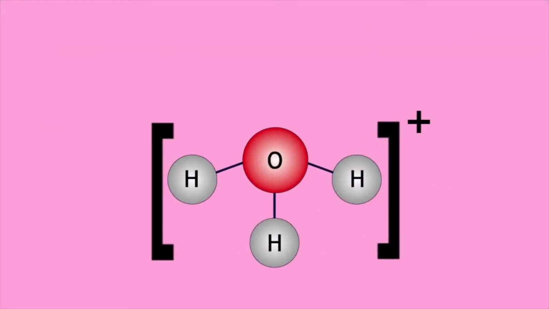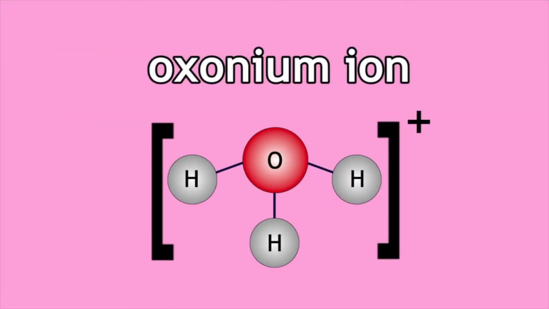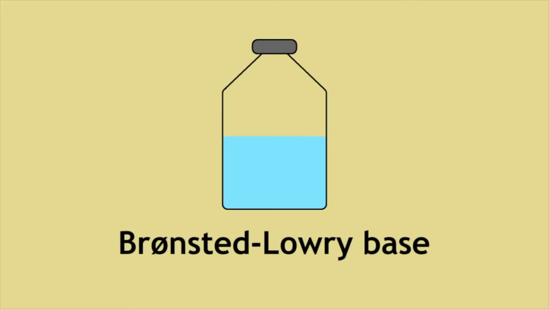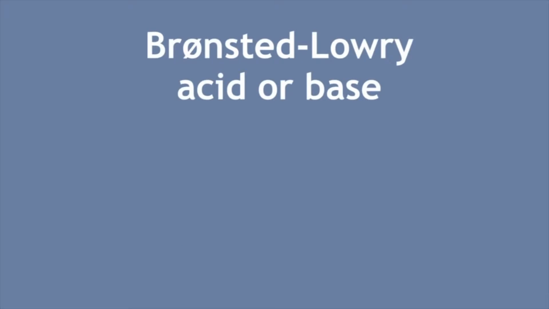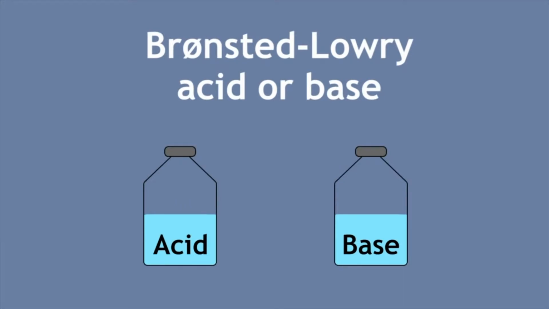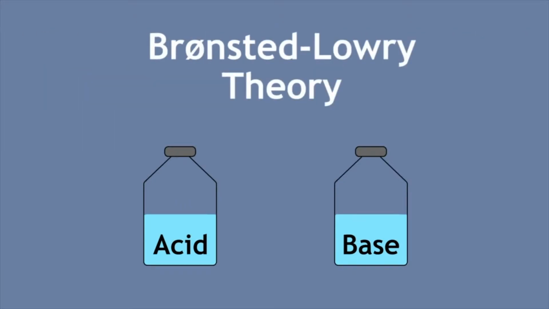A hydronium ion is also known as an oxonium ion. A Bronsted-Lowry acid is a substance that releases or donates protons in solution. In our case, hydrogen chloride. A Bronsted-Lowry base is a substance that accepts protons in solution. In our case, water. Notice that the definition of a Bronsted-Lowry acid or base is not a function of pH. So an acid-base reaction, according to the Bronsted-Lowry theory, involves the transfer of a proton from one substance to another.